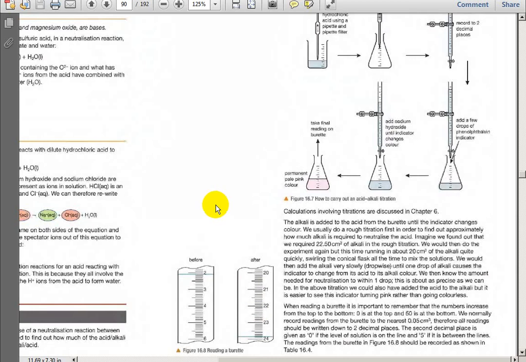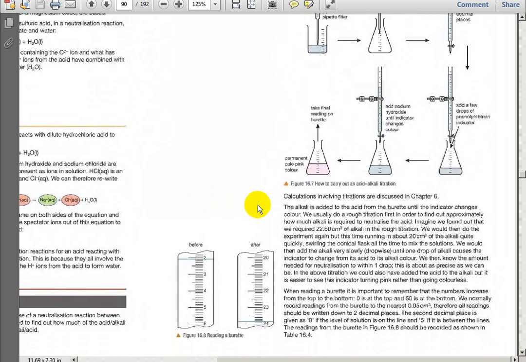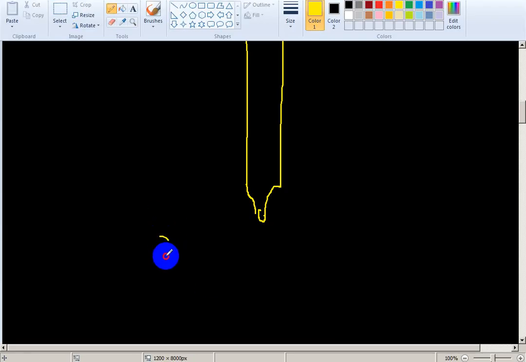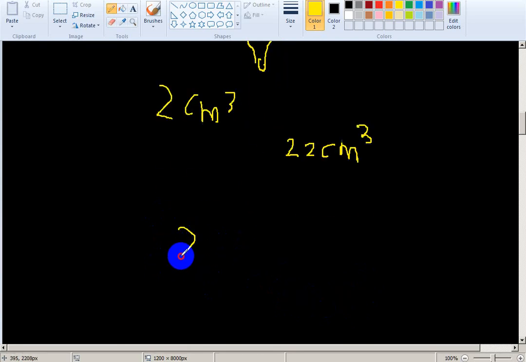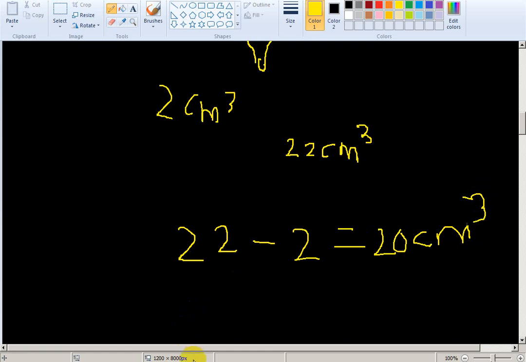How much sodium hydroxide was added? At the beginning it was 2 cubic centimeters. The final reading was 22 cubic centimeters. So how much sodium hydroxide was added? 20 cubic centimeters.